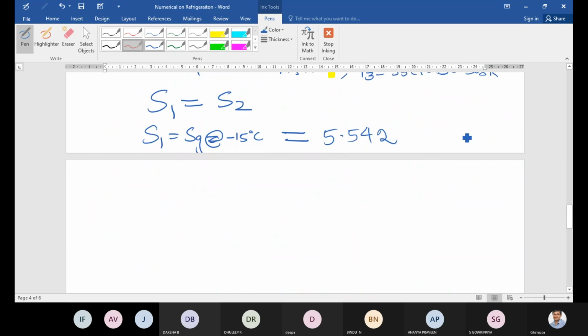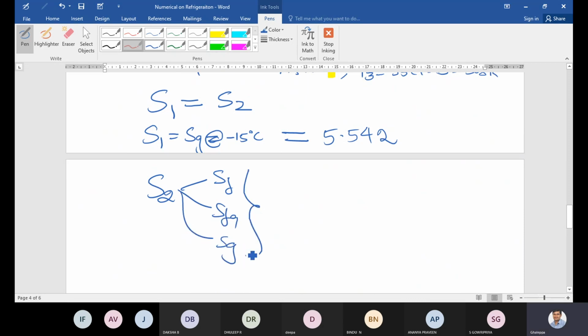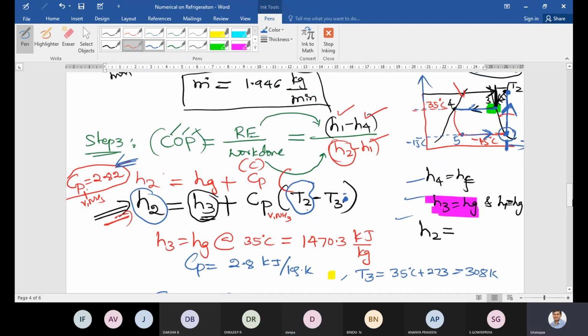5.542. Okay, my dear students, is S2 related to SF, SFG, or SG, or not related to these three? Not related, because point number 2 is not on the dry line, not on the liquid line, or in between these two. It is away from the dry line, so it is superheated. So how to calculate S2?